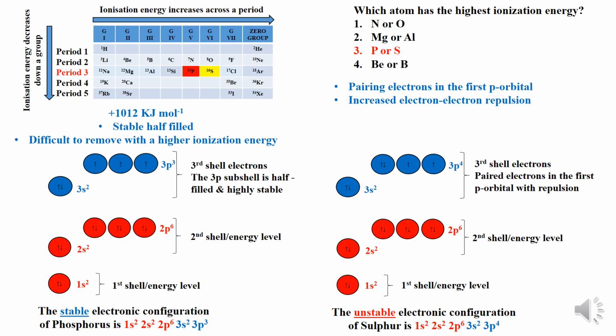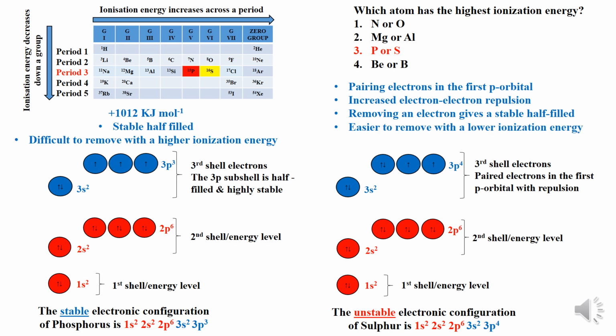So you find pairing of electrons in the first p orbital in sulfur, and as a result this leads to increased electron-electron repulsion, and removing an electron gives a stable half-filled electronic configuration. Therefore the end result will be that it is easier to remove, with a lower ionization energy, and only 1000 kilojoules per mole of energy is required in the case of sulfur as compared to 1012 in the case of phosphorus.